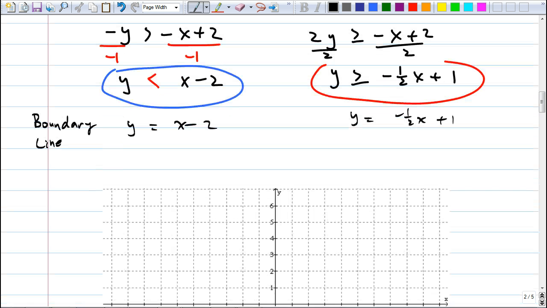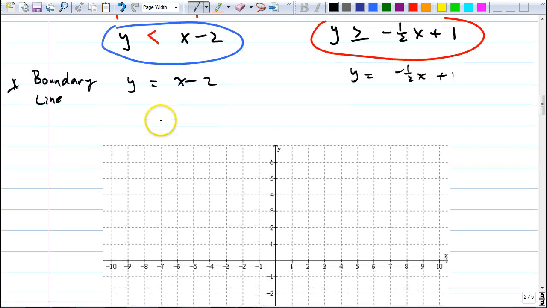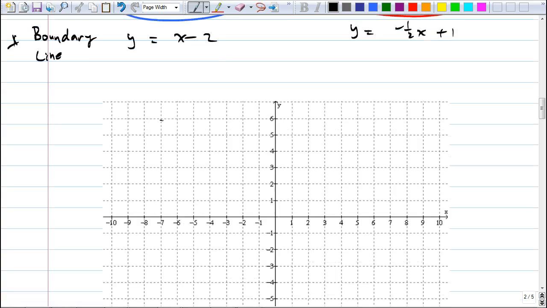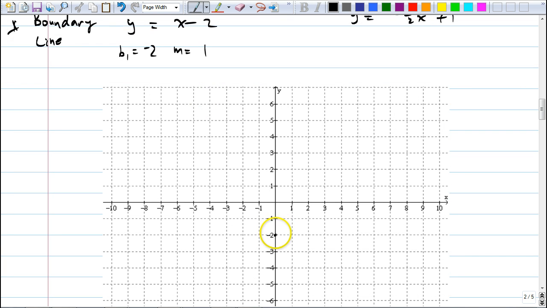So let me show you what I mean by that. Let's graph that boundary line. This is going to be important. The first boundary line is the same exact line we did before, right? What's your y-intercept? Negative 2. What's your slope? 1, as before. So we start at negative 2, and our slope is 1, go up, right 1, same thing.